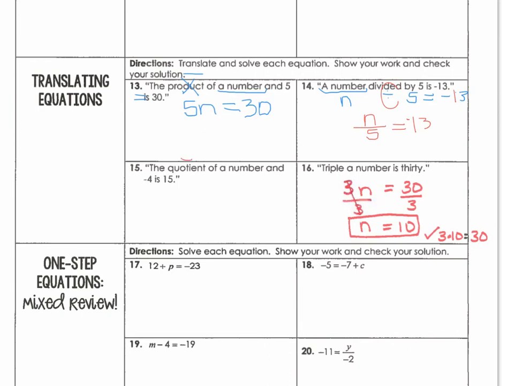All right, I'm going to sneak in one more here with you. Quotient means to divide. Okay, so we're doing another division problem of a variable, a number, and -4. Okay, so I'm going to use the vinculum. So a number divided by -4 is your equal sign 15.